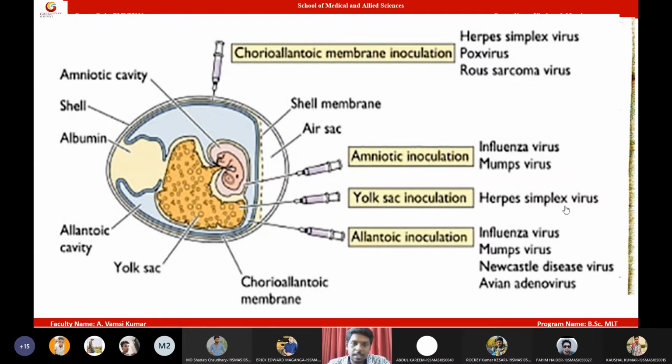Literally, the embryos have sacrificed their lives for our good, healthy lifestyle. So these are a few viruses and their targeted sites of inoculation. There is nothing much to discuss, students. This you need to learn by heart. At least you should have some idea about what viruses can be inoculated into what sites of the embryonated egg. Is it clear for everyone? Are there any confusions in this slide? I hope not, right?